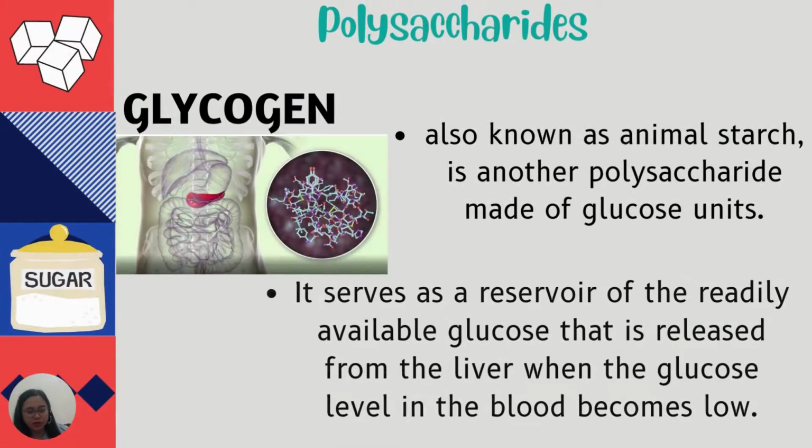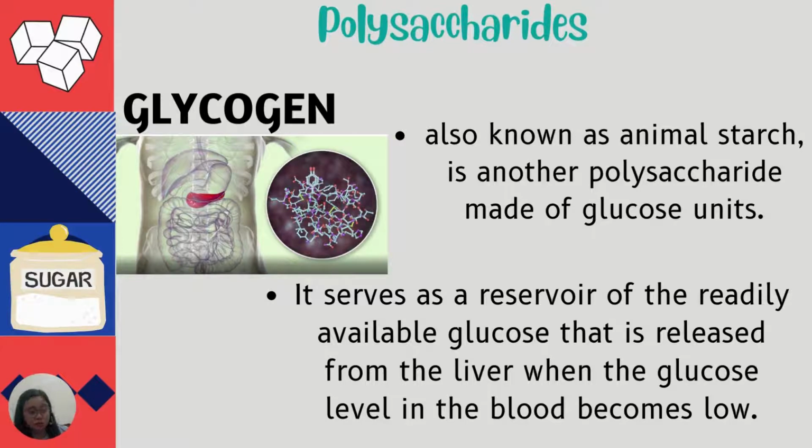Next will be glycogen. Glycogen is also known as the animal starch, another polysaccharide made up of glucose units. It has a more complex branch structure compared to starch and cellulose. Glucose is stored in the liver and muscle. It serves as a reservoir of readily available glucose that is released from the liver when the glucose level in the blood becomes low. So, meaning, kung bumababa ang glucose level in your blood, the liver will release glucose.